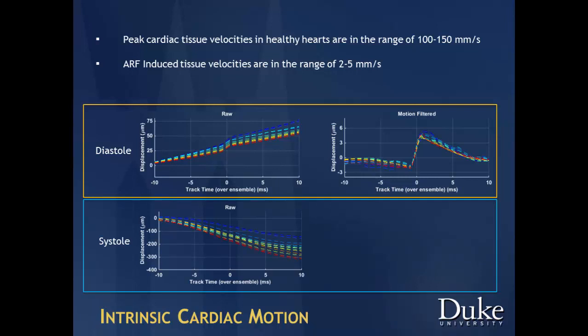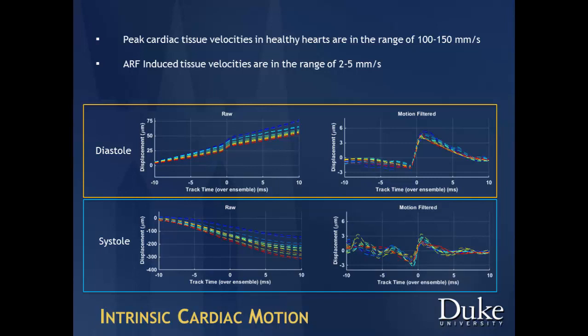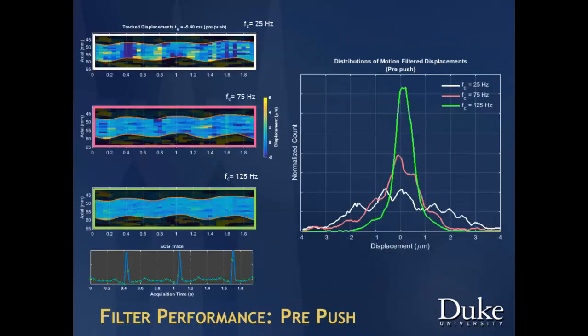In systole, the motion's more complicated. It's not nearly as linear. It moves more, and as a result, you get bigger residuals. So in this case, it's harder to say, well, this is a 3 micron displacement because you have almost the same amount of jitter looking backwards in time.